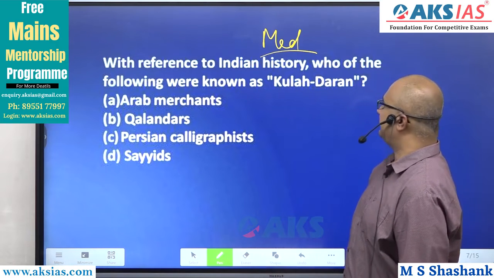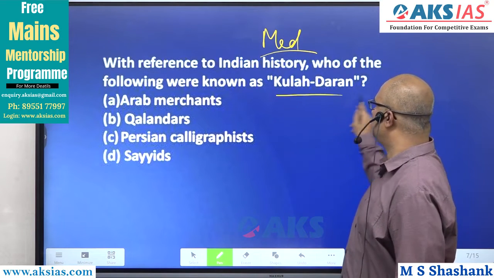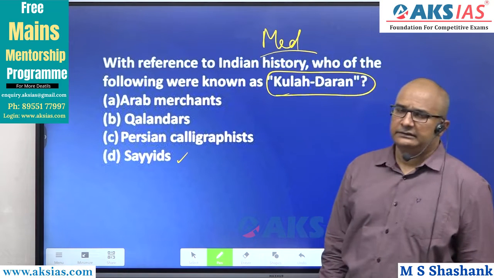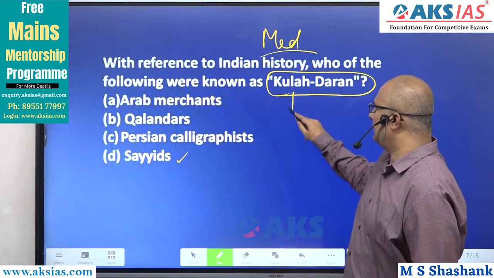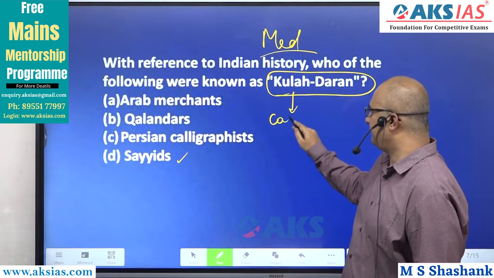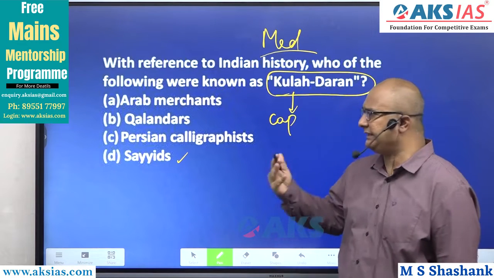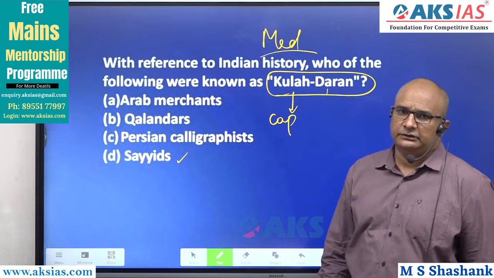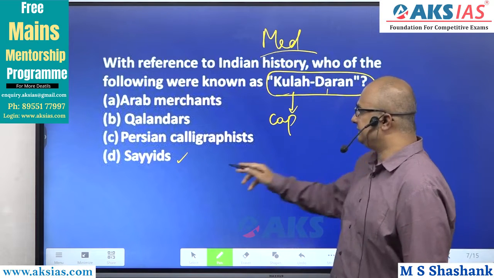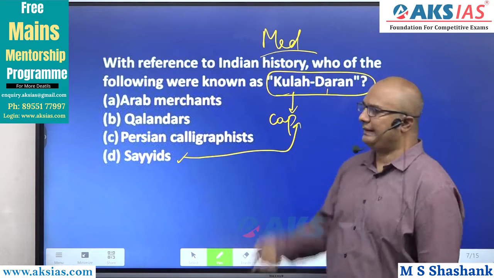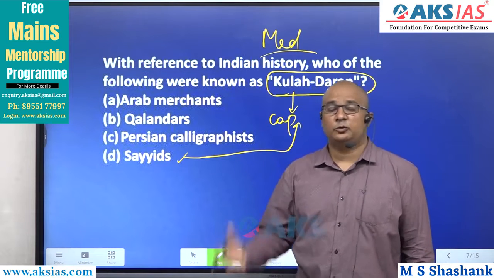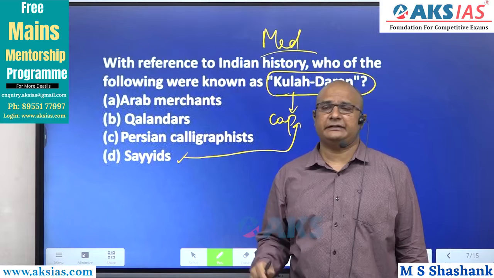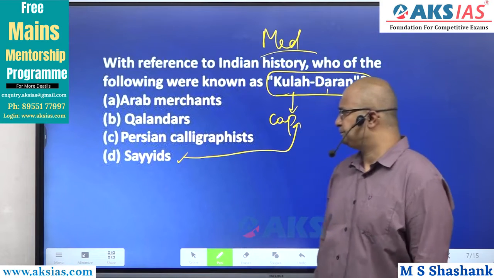With reference to the Indian history, who of the following were known as Kuladaran? The answer is Sayyids. What do you mean by this? Kula is a kind of cap these people used to wear, a pointed cap, and Daran is like wearing, who wears it. So these Sayyids were those people who used to wear such caps, so you call them the Kuladaran. Again, a difficult question. You will not find it generally in the standard books.